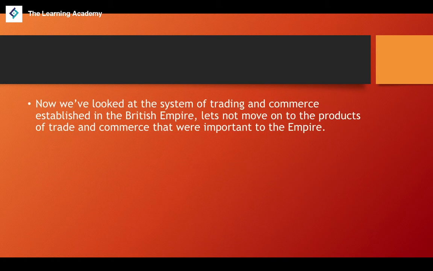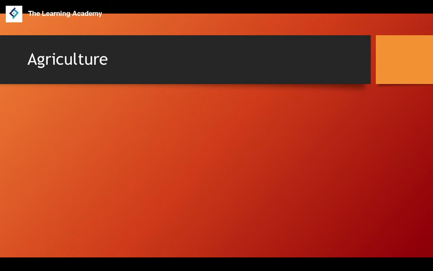So now we've looked at the way in which trade and commerce was established across the British Empire. We looked at the modes and methods for trade and commerce across the British Empire in this early period. Let's move on to look at what the actual products were, the trade and the commerce of the products across the empire. So the first thing we're going to talk about is agricultural products.